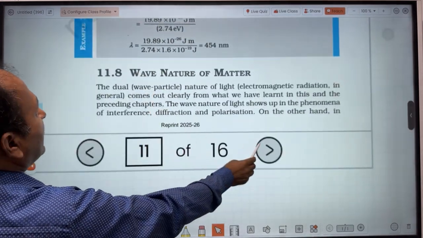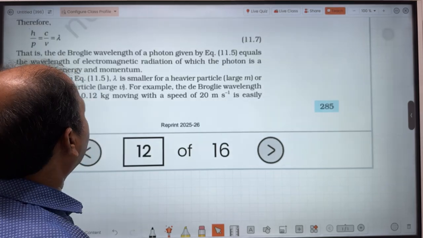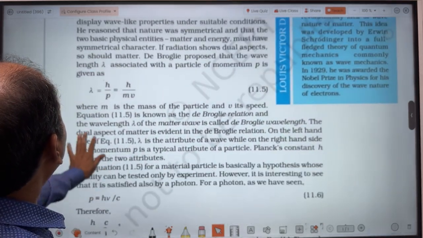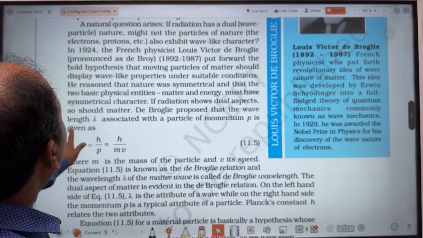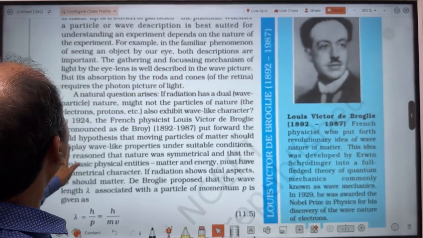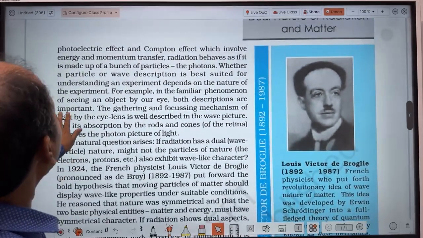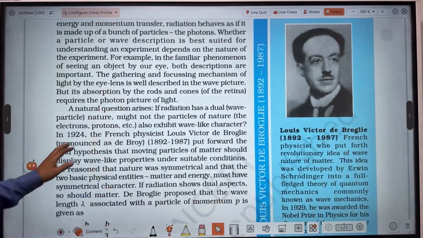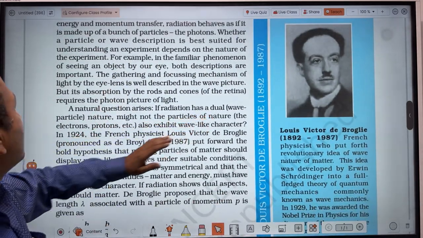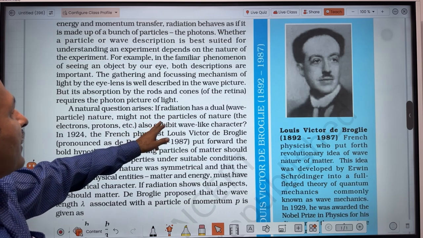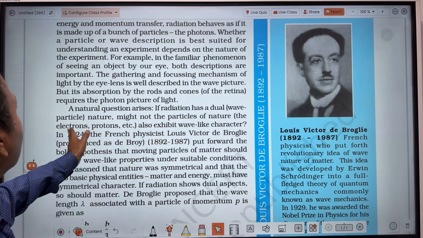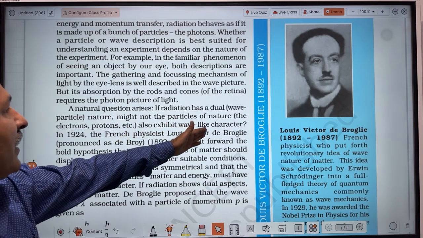Now, wave nature of matter. Here we are going to see wavelength and momentum. So a natural question arises: if radiation has a dual nature, might not particles of nature like electrons and protons also exhibit wave-like characters?